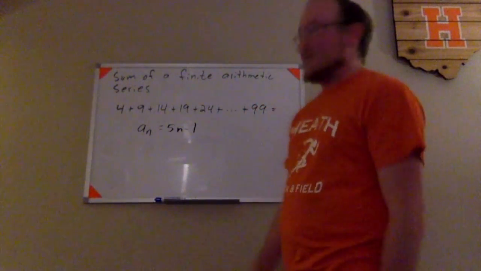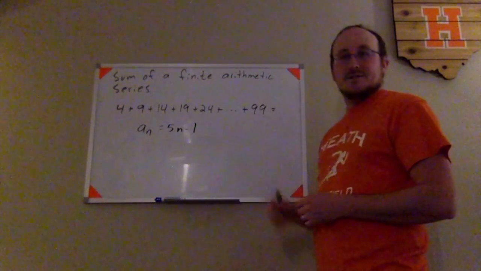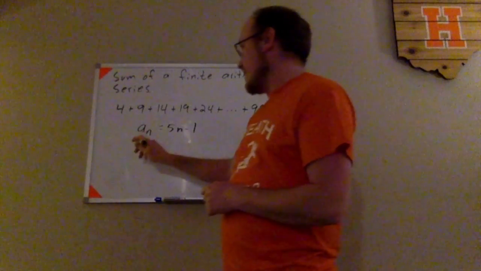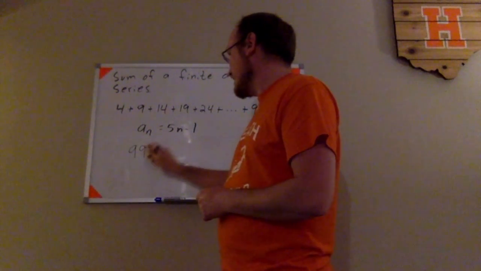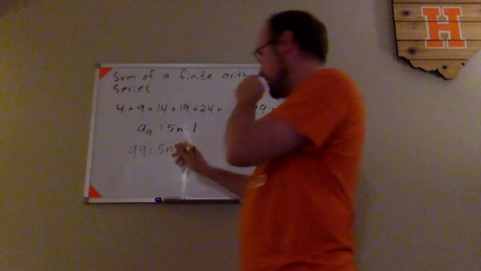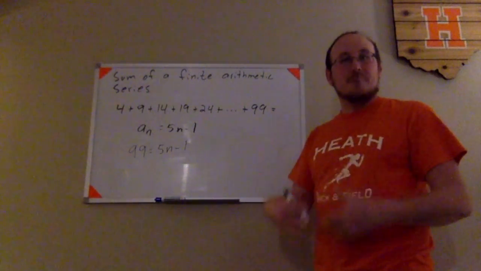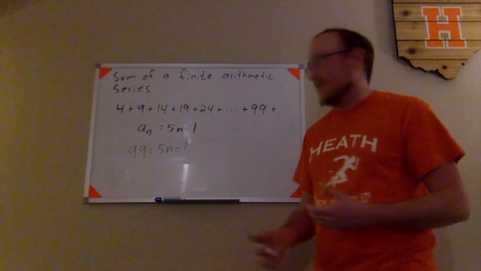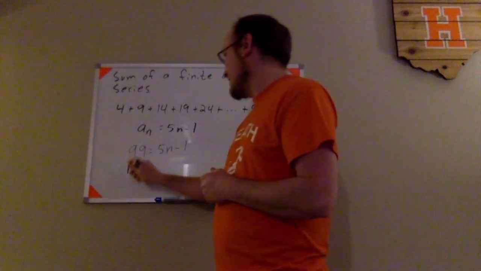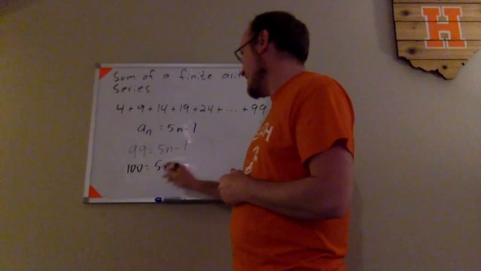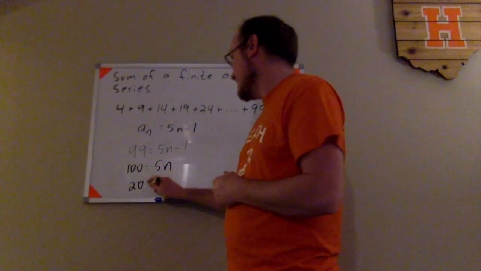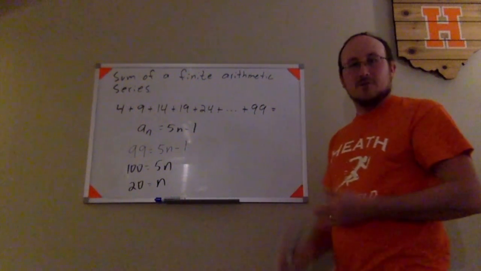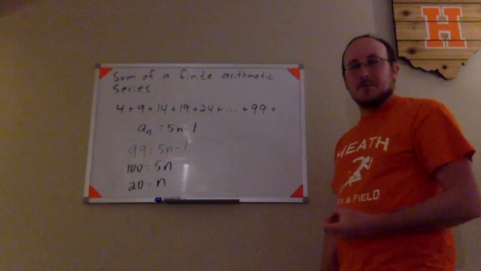Now, if we want to know what term number this is in this series, all we need to do is plug that in for a sub n. So we have 99 is equal to 5n minus 1. And n stands for the number of terms, so I can solve this for n. Adding 1 to both sides, I get 100 is equal to 5n. Dividing by 5, I get 20 is equal to n. So this series has 20 terms that I need to sum.